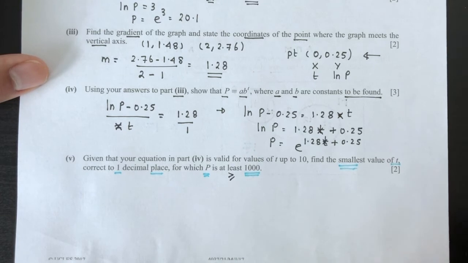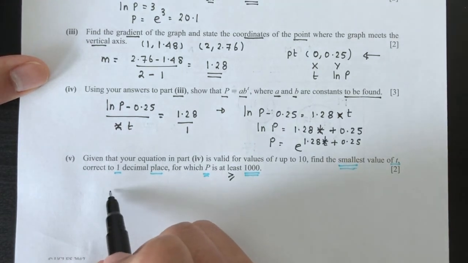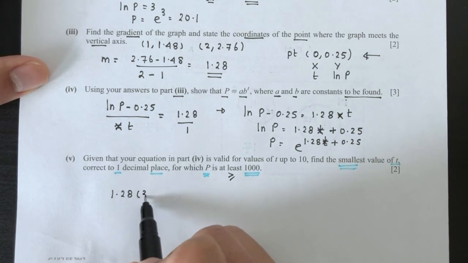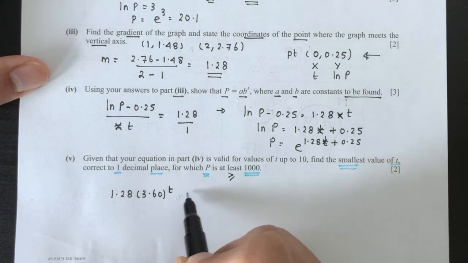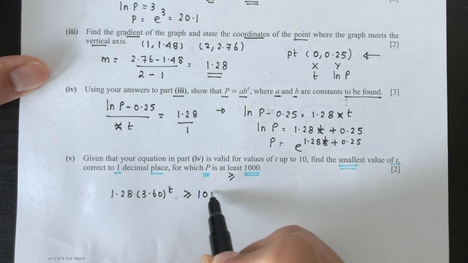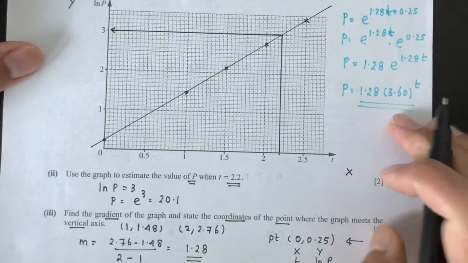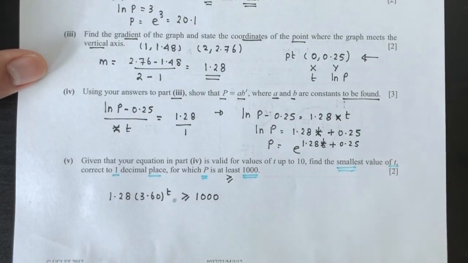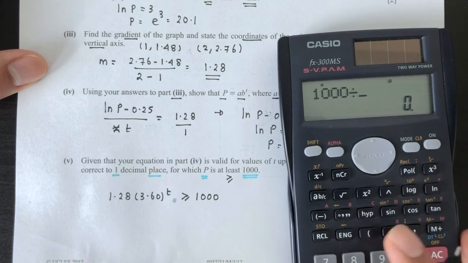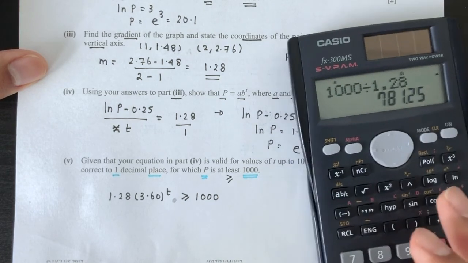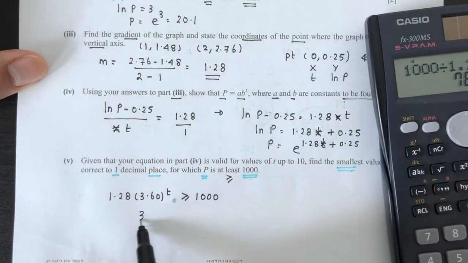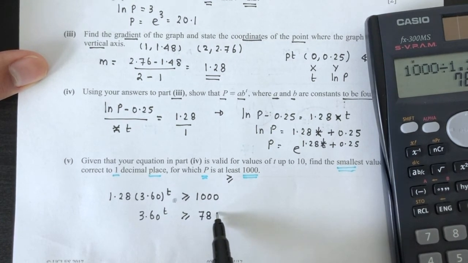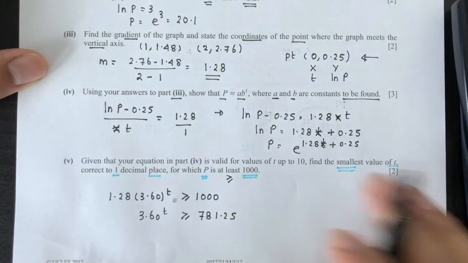So let's replace back in your equation. You will have this: 1.28 times 3.60 power t has to be at least 1,000, according to this equation. Now let's see what happens. Divide 1,000 by 1.28, you will have this value. So you have 3.60 power t more than 781.25. You have to take ln of both sides.